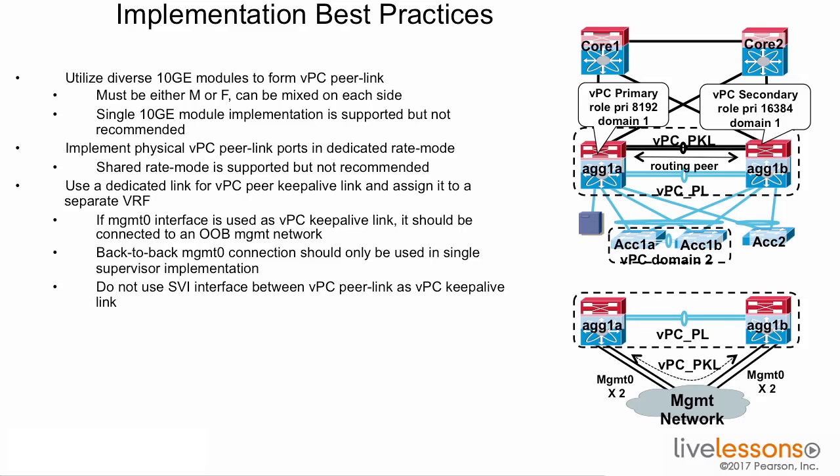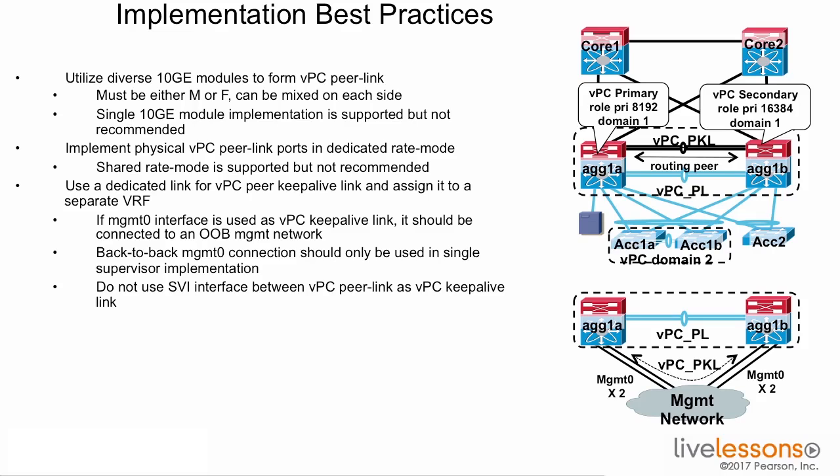We also recommend using a dedicated link for the vPC peer keep alive and assigning it to a separate VRF. This keeps the routing of that network separate from other things that may go on in your environment. If you can't use a dedicated link for your vPC peer keep alive and you have to use management 0, it should be connected to an out-of-band management network.